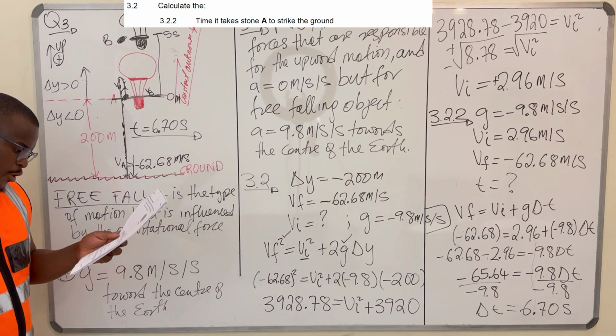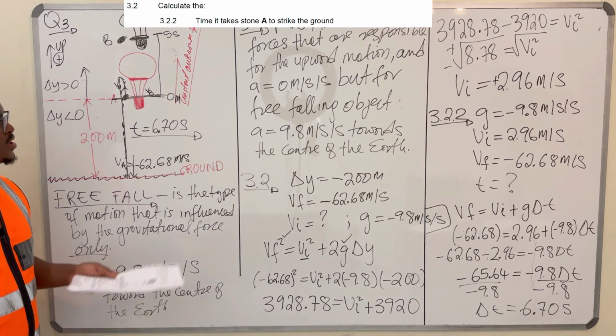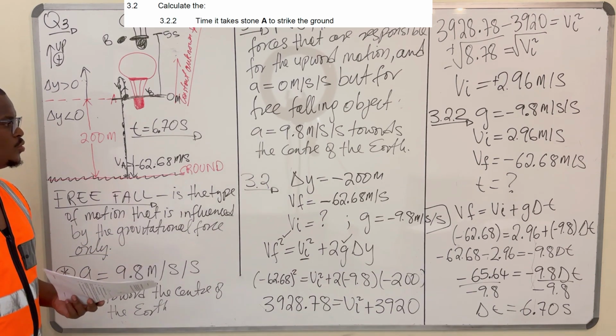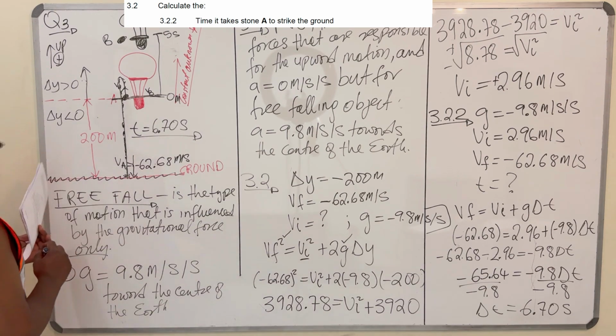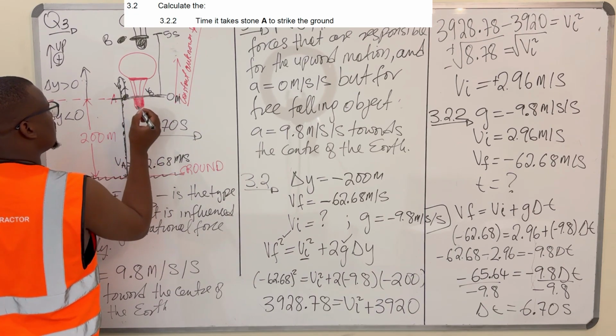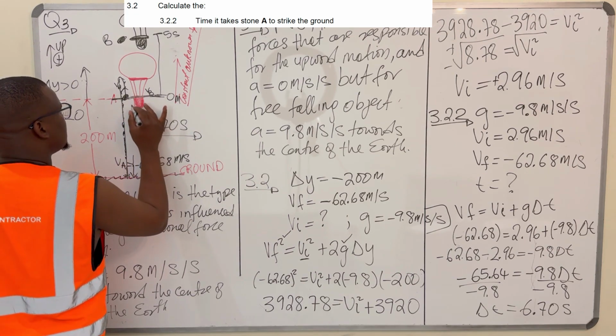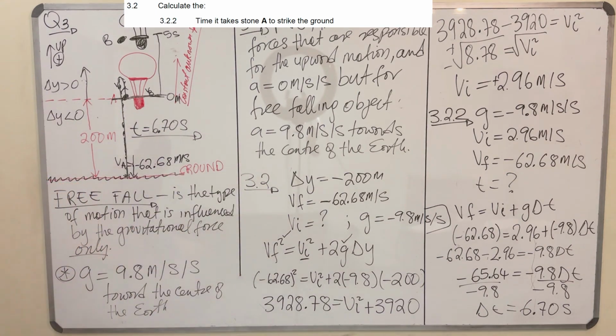So we move to 3.2.2. I'll clean the board so that we can do 3.2.2. But I don't want to lose all this information, so let me clean the board and I'll write it after.